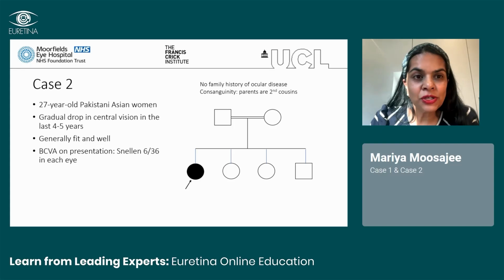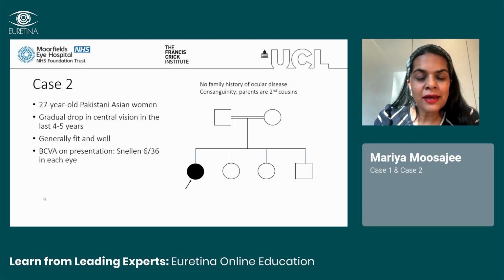Okay, so case 2. This is a case of a 27-year-old Pakistani Asian woman. She noticed a gradual drop in her central vision in the past 4 to 5 years. She's generally fit and well, and her best corrected visual acuity on Snellen is 6/36 in each eye. There's no family history of any ocular disease, but there is consanguinity. The parents are second cousins.